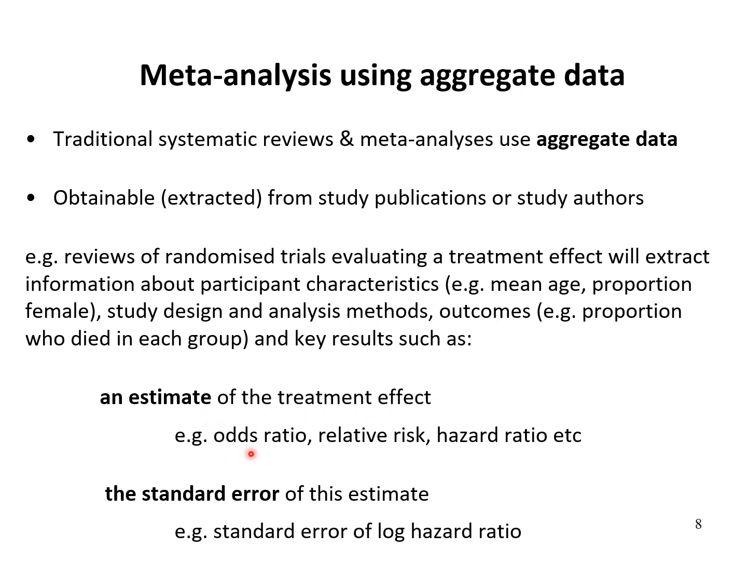So this is typically going to be a measure such as an odds ratio, a relative risk, or a hazard ratio, and the uncertainty around that estimate. So a standard error, the variance, and more broadly a confidence interval, depicting the uncertainty of your estimate of interest. So aggregate data is a summary of the information about the participants in those trials and their follow-up and outcomes.